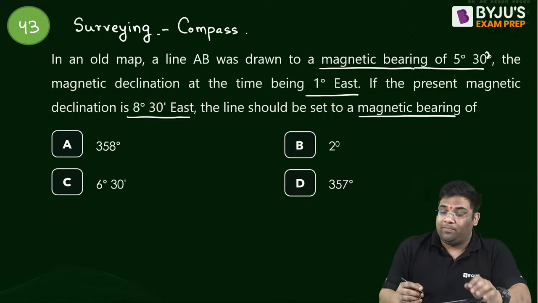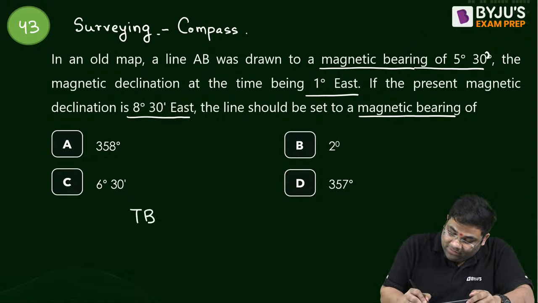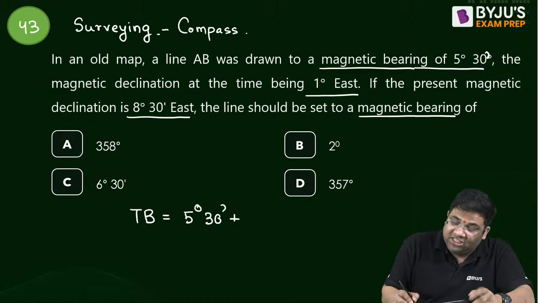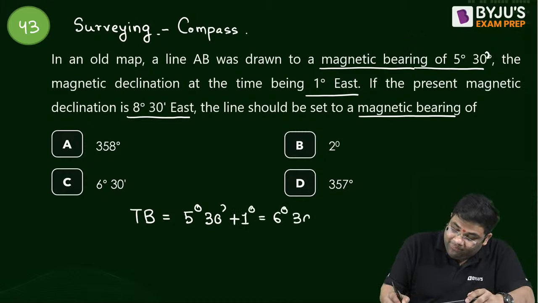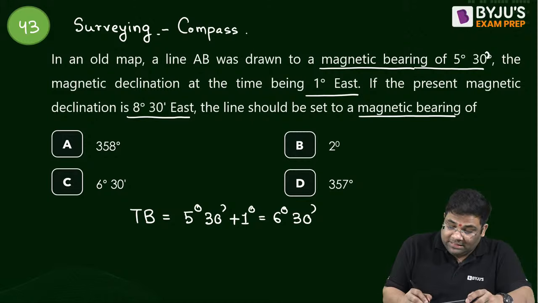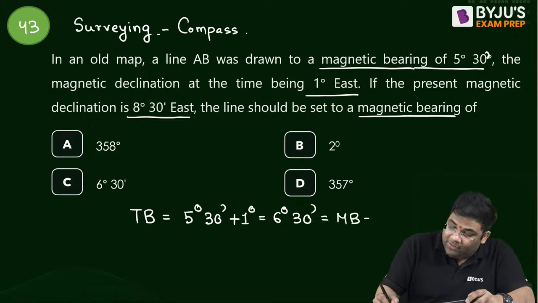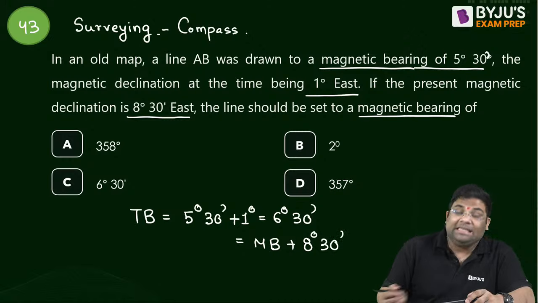A, very good. You see, the true bearing will never change. So true bearing will be your magnetic bearing, and declination is east. So I will add 1 degree, that becomes what? 6 degree 30 minutes, right? Now see, this will remain same. So when the declination has changed, it has changed to 8 degree 30 minutes east.